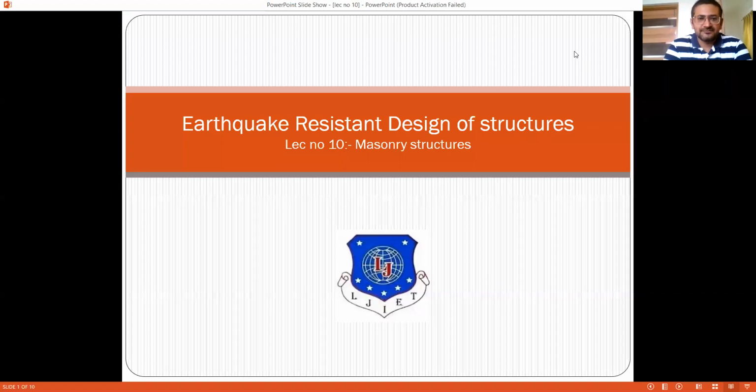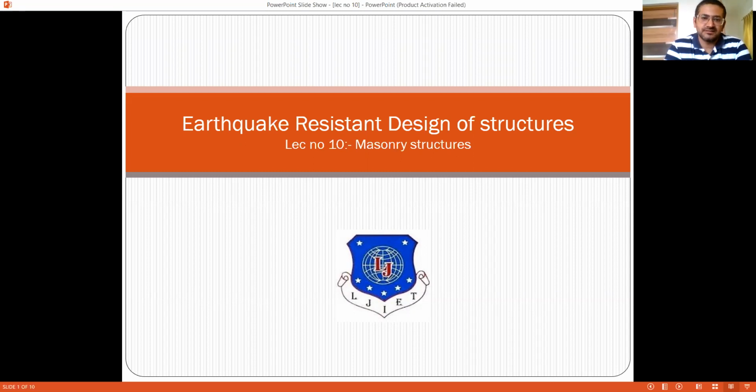Hello friends, welcome back to this lecture series of earthquake resistant design of structures, where we are discussing the behavior of different types of structures and the effect of different shapes, layouts, and configurations on the performance of the structure under the earthquake forces. In the previous lecture, we have been discussing at length the architectural features and its effects on the building, and those discussions were limited to RCC structures.